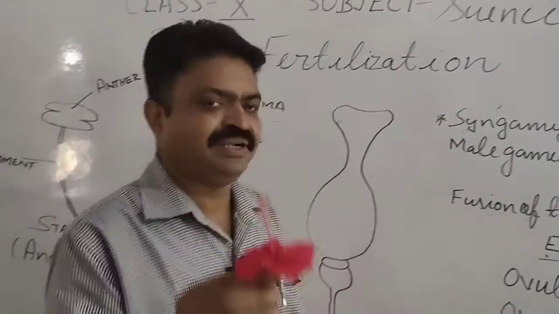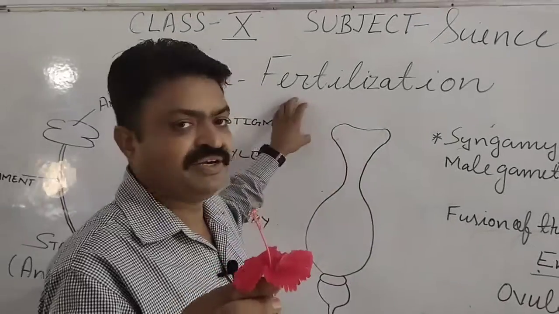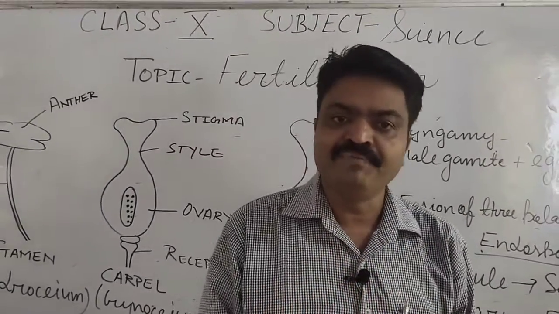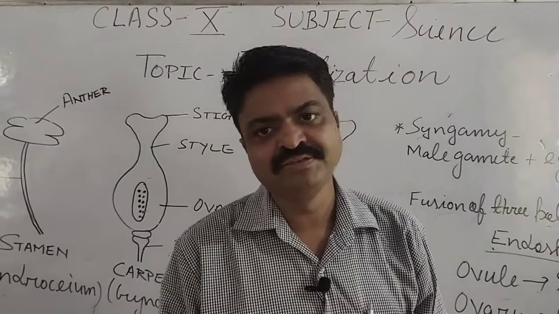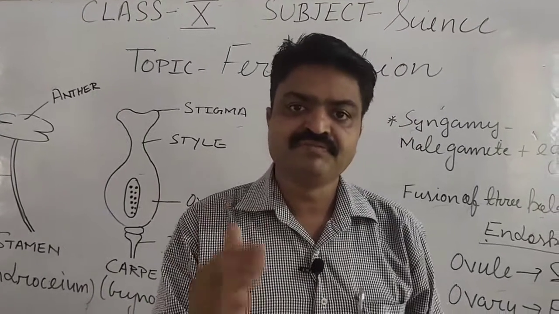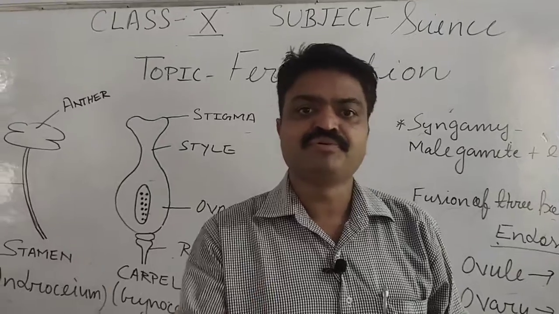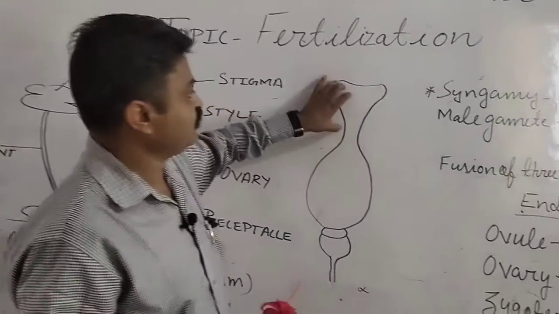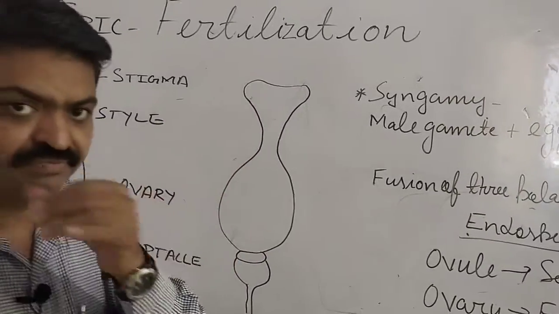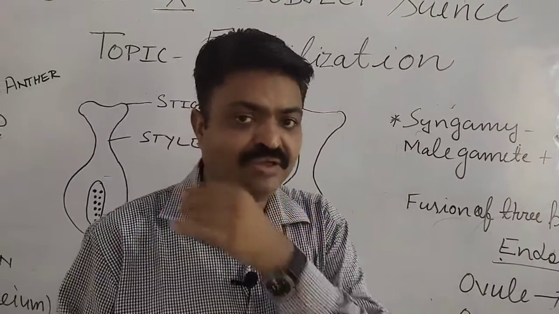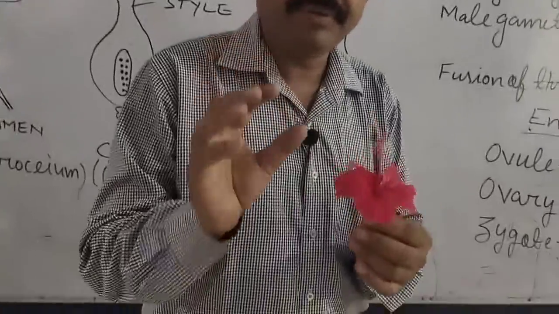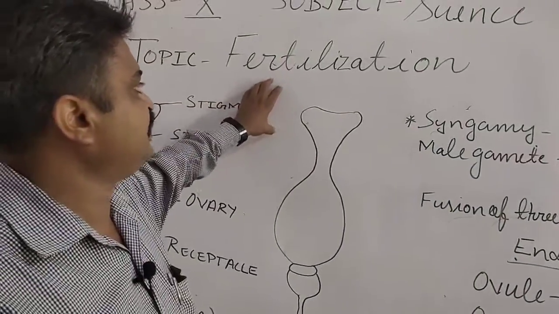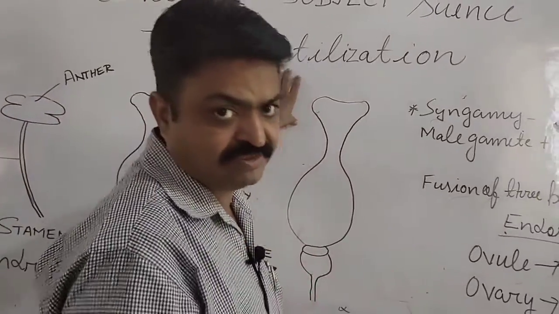Because this process that we will discuss now is fertilization, and without the flower it is incomplete. About pollination, we have discussed that pollination is the process by which the male gametes move towards the ovum or to the stigma of another flower, and that process is known as pollination. Now today we will discuss fertilization, how fertilization takes place.